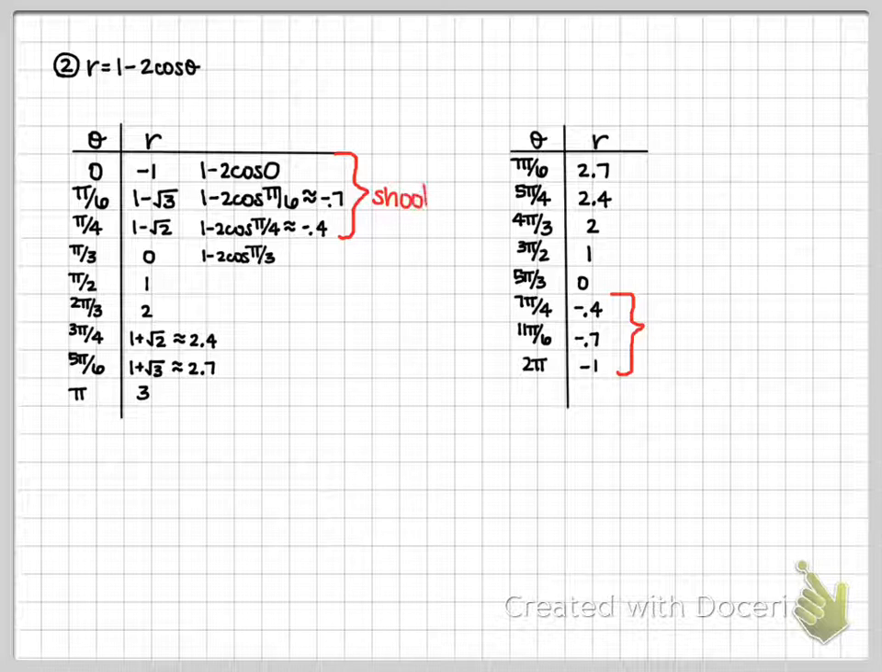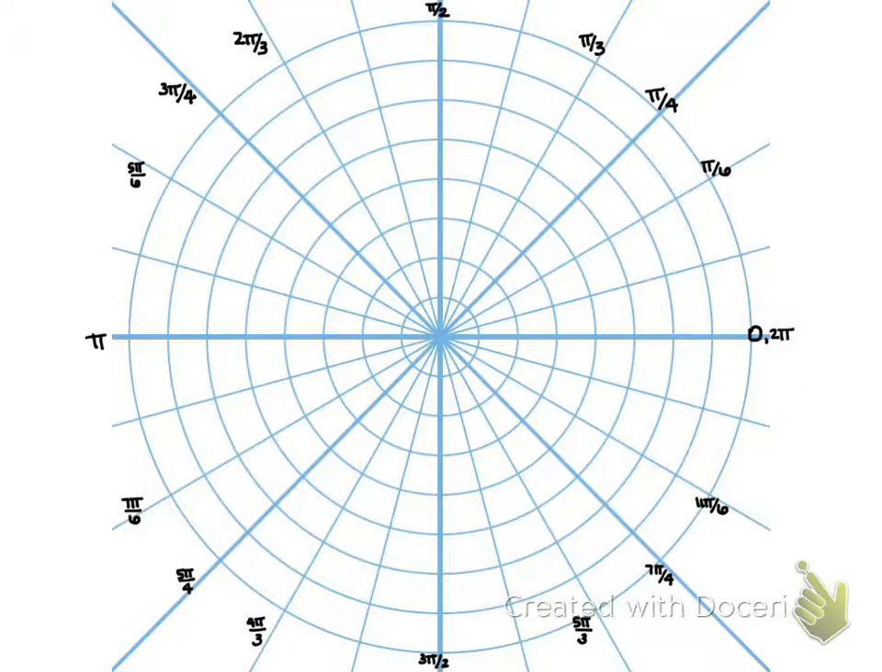So I'm going to do the same thing that I did before. I'm going to have these points recorded so that when I go to the next slide, I can just start setting stuff up with my graph. Alright, so here we are again. Here's my polar graph. I'm going to start plotting my points.